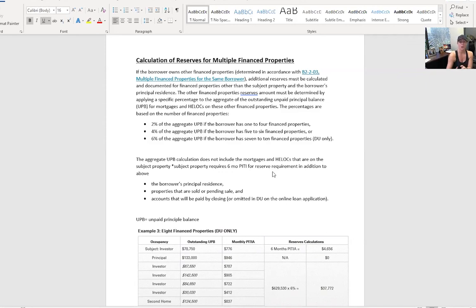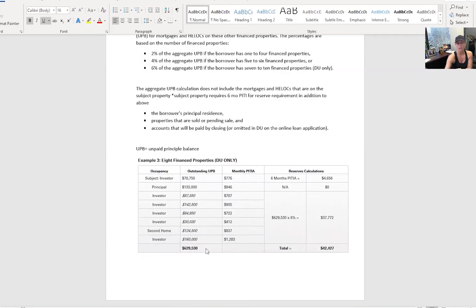Okay, and here, if you guys see, this is an example that we just went over. This will be helpful. I don't know that I mentioned unpaid principal balance on a second home. Should that be applicable? That actually would count. Your primary residence won't, but a second home and investment properties will.